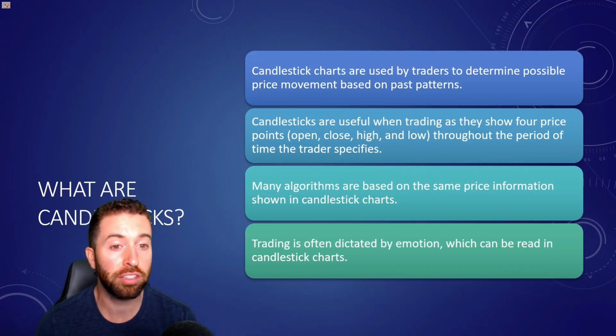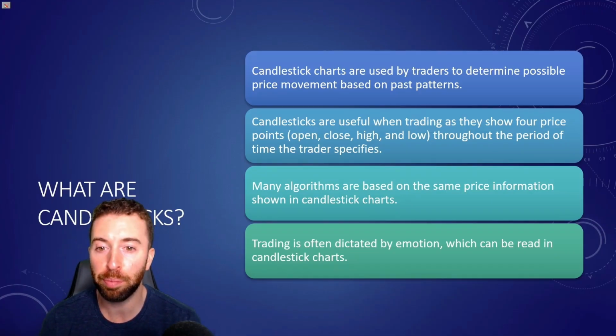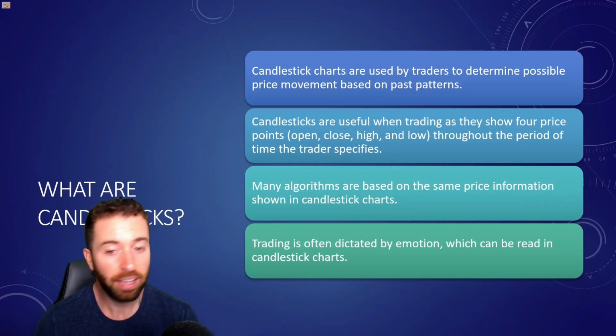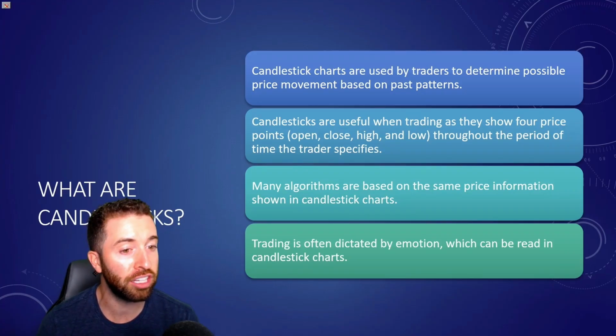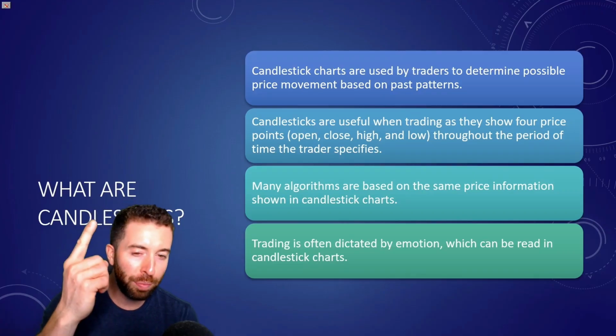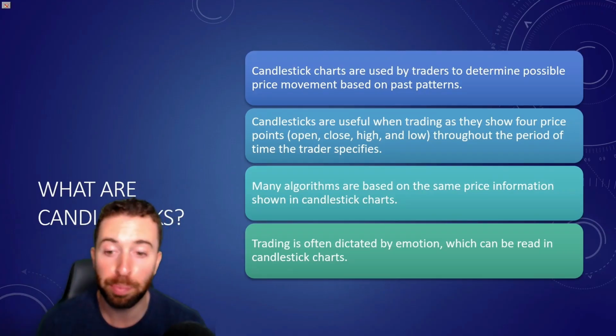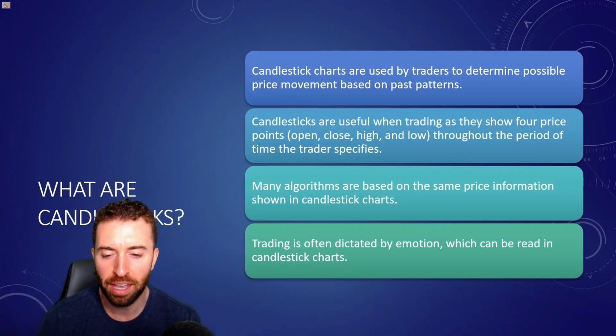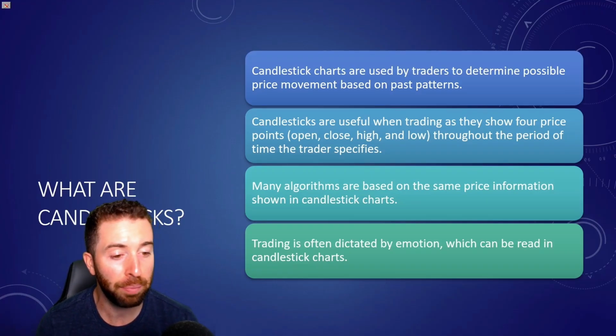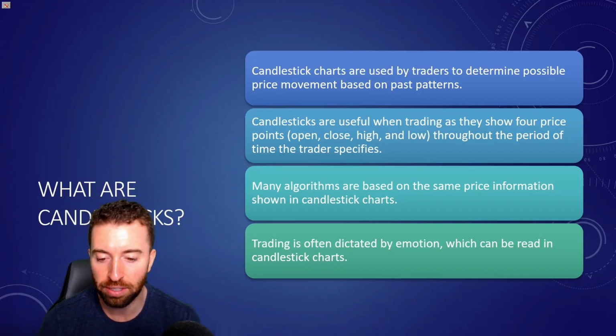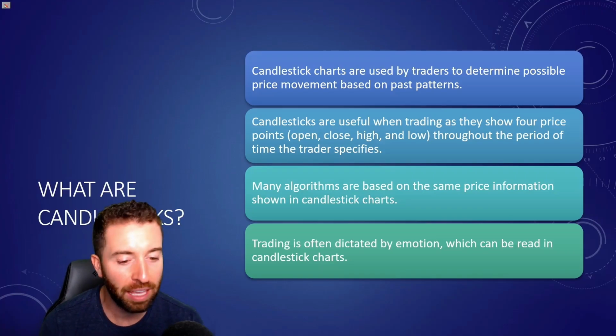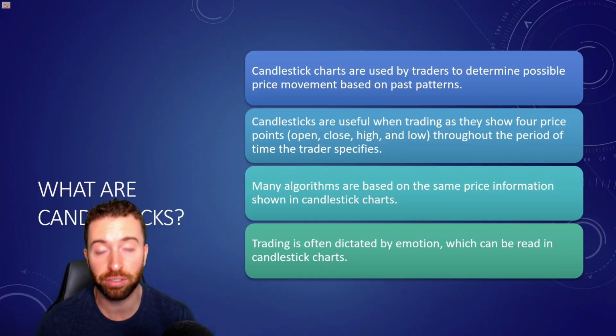So candlestick charts are used by traders to determine possible price movement based on past patterns. Candlesticks are useful when trading as they show four price points: the open, the close, the high, and the low throughout the period of time that the trader specifies. Many algorithms are based on the same price information shown in candlestick charts. Trading is often dictated by emotion, which could be read in candlestick charts.